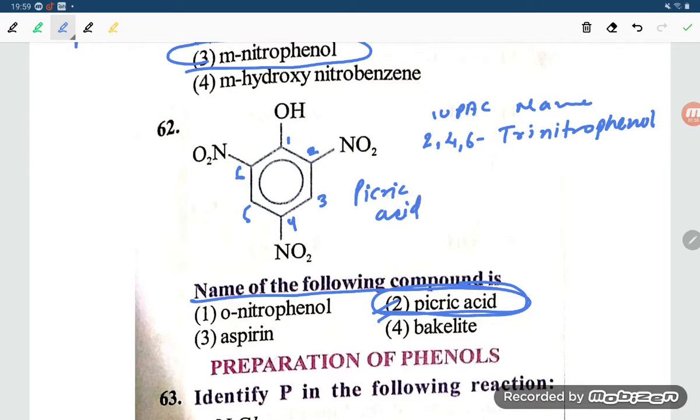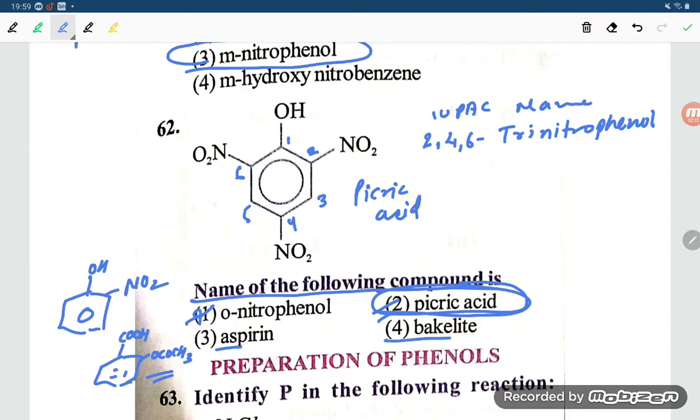Other options like orthonitrophenol are very simple. OH is there, here is NO2, so this cannot be the answer. What is aspirin? Aspirin is also a very important class of compound. COOH is there, and here is OCOCH3. This is derived from salicylic acid. So this is aspirin. Bakelite is a polymer. So these three are wrong, picric acid is correct.